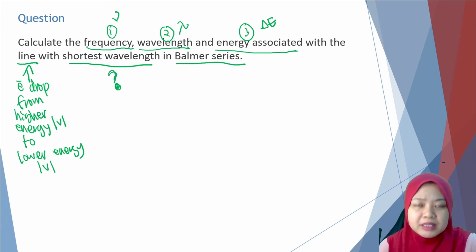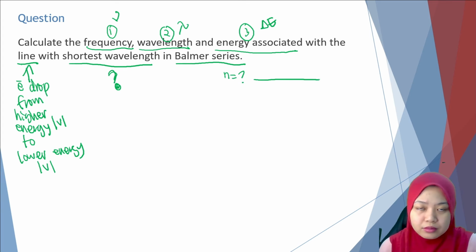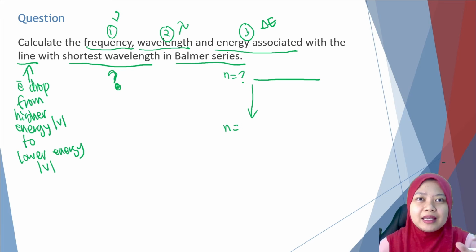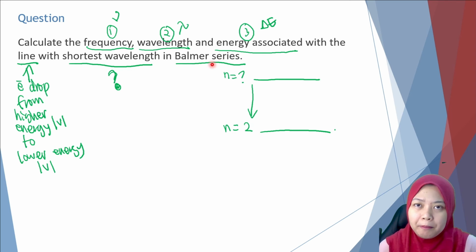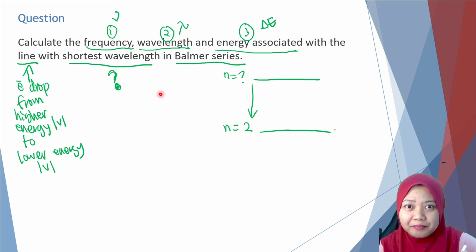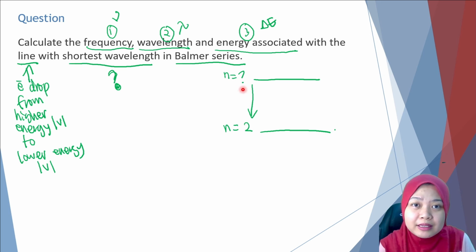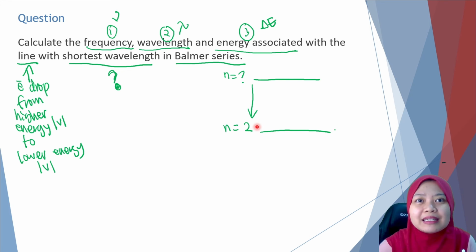Another piece of information given is Balmer series. So definitely, the electron will fall from n equal to an unknown value to n equal to what? Given the hint that it is a Balmer series, the electron will fall to n equal to 2. Which energy level did the electron fall from? What is this value? And the clue is the shortest wavelength. So now, I would like you to think and give me the answer. What n was the electron originally at before it fell to n equal to 2?